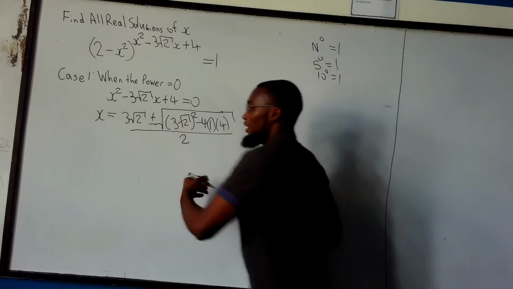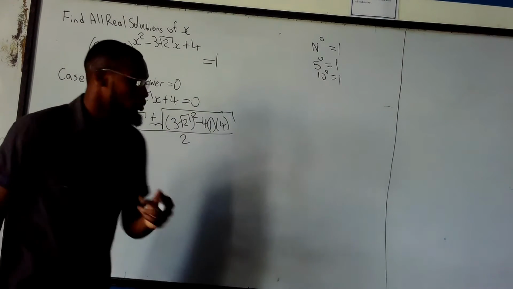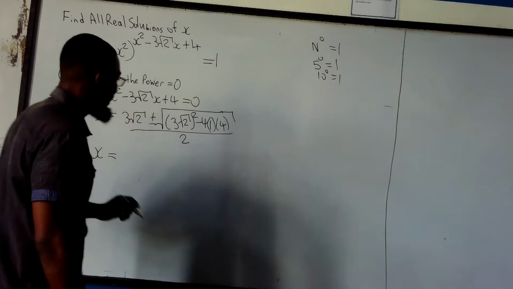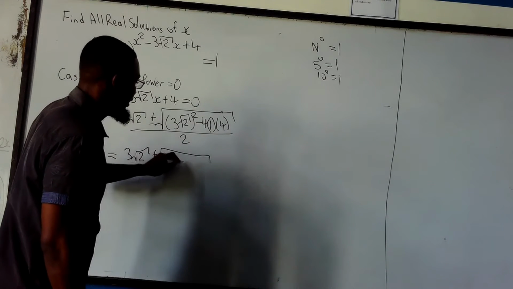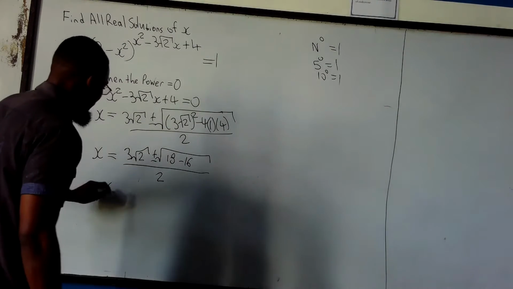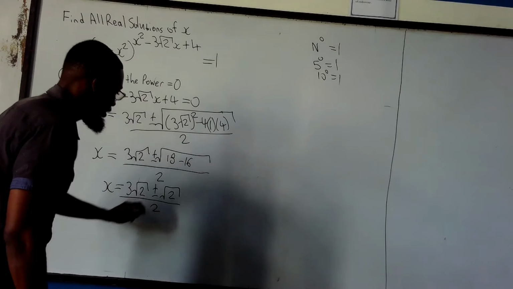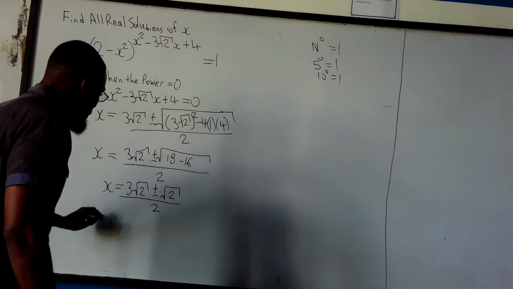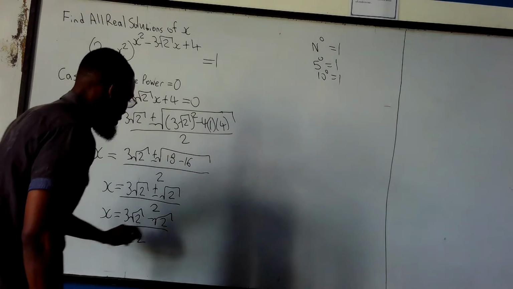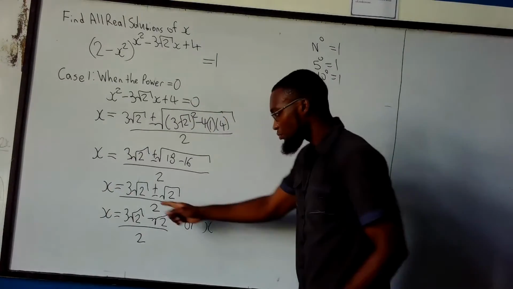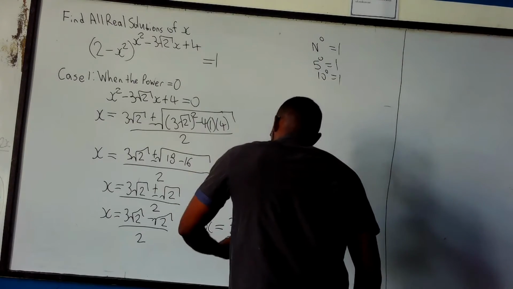Let's simplify this. We have 3 root 2 squared. Root 2 squared is 2, 3 squared is 9, and 9 times 2 is 18. So that's 3 root 2 plus or minus the square root of 18 minus 16, over 2. So x is going to be 3 root 2 plus or minus root 2 over 2. So there are two possibilities. X is either 3 root 2 minus root 2 over 2, or x is equal to 3 root 2 plus root 2 over 2.